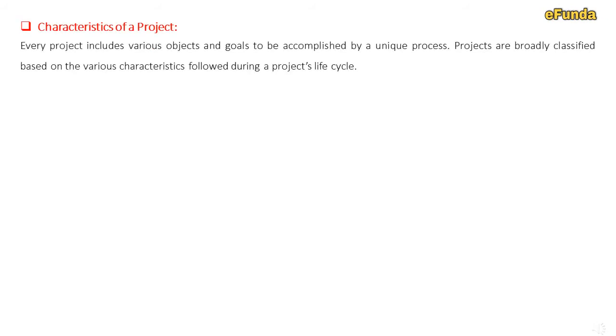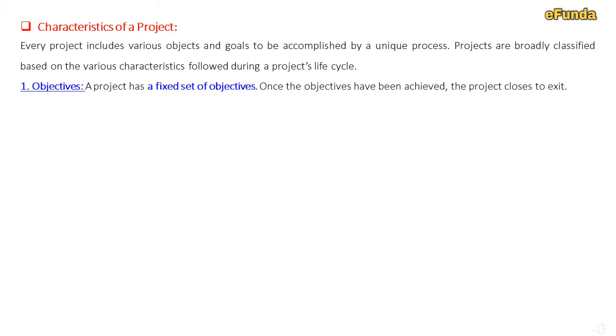Categories of a project. Every project includes various objectives and goals to be accomplished by a unique process. Projects are broadly classified based on the various characteristics followed during a project's life cycle. We will see details. First, objective. A project has a fixed set of objectives. Once the objectives have been achieved, the project closes to exit.